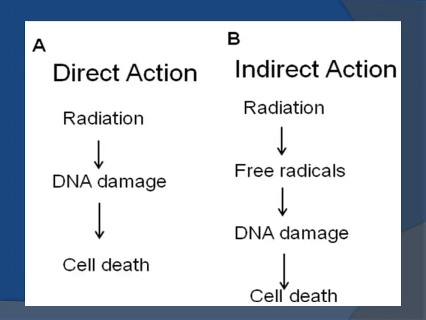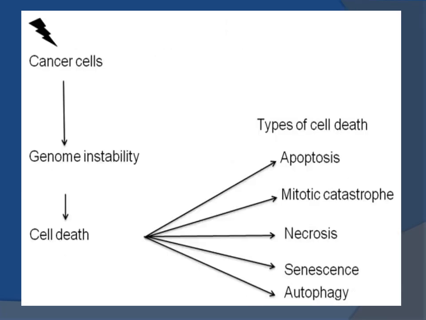Radiation can kill cancer cells through direct action, through DNA damage and then cell death, or indirect action, through production of free radicals which cause DNA damage and then cell death. Exposure of cancer cells to radiation therapy causes genomic instability and hence cell death.